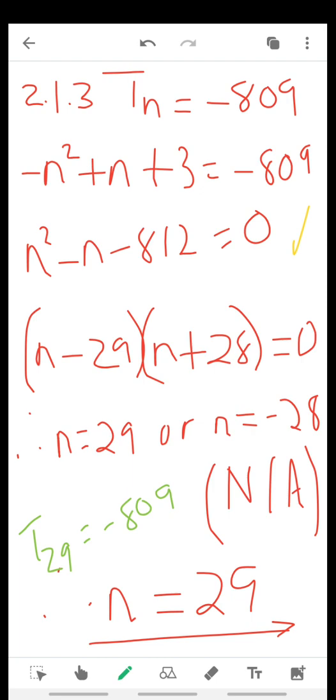Then for my standard form, n squared minus n minus 812 equals 0, I factorised. My factors were n minus 29 and n plus 28. Equate each factor to 0, find n. n is equal to 29, n is equal to minus 28, and thank you for rejecting that one. Very important. Therefore, the final answer is T29, the 29th term, that will be equal to negative 809.